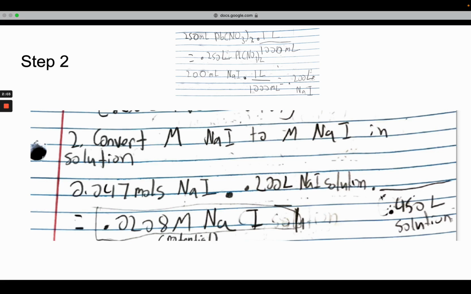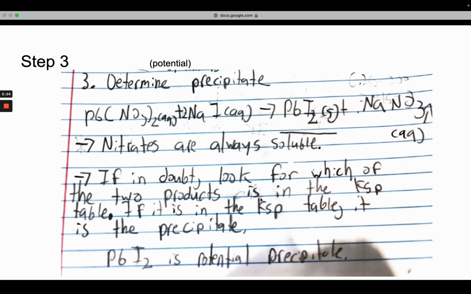Then you convert the molarity of sodium iodide into the molarity of sodium iodide in the mixed solution, which is the same as before: molarity times the volume, which, of course, I have to convert from milliliters to liters, and then you divide that by the new total volume of the solution, and you get 0.0208 molar NaI.